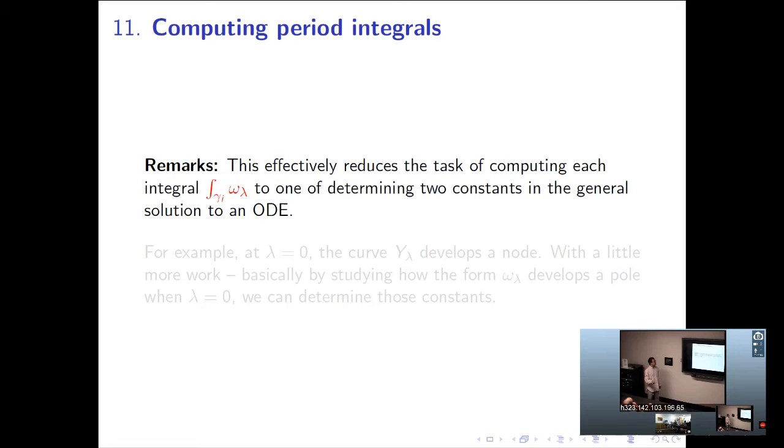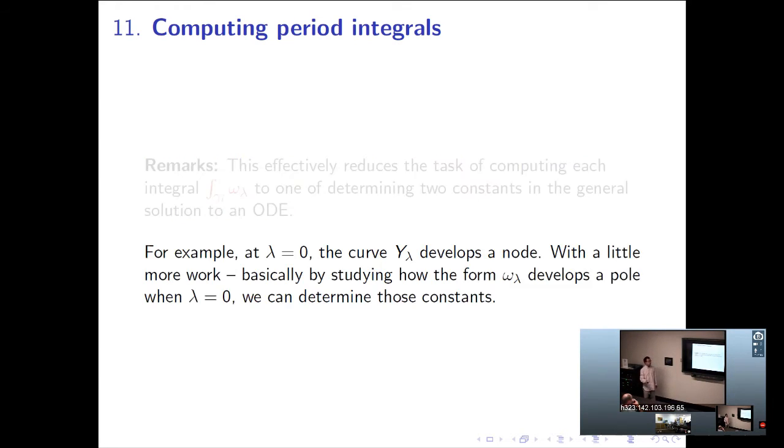Now we know our integral of interest can be expanded as a linear combination of two basis solutions to this ODE. So the task of calculating the integral is reduced to calculating just two coefficients. In order to get these coefficients, for example, we can look at how the family degenerates at lambda equals 0 a little bit more carefully. The curve Y sub 0 degenerates to a nodal curve at lambda equals 0, and also our form develops a pole.